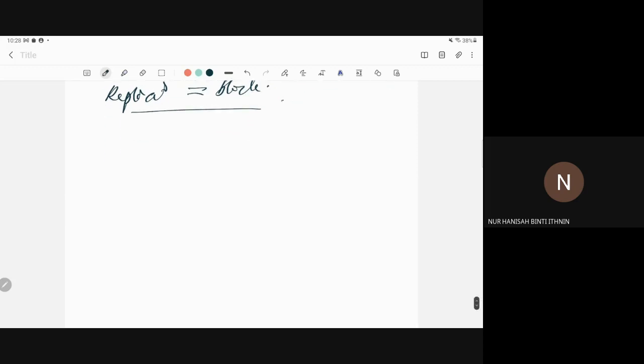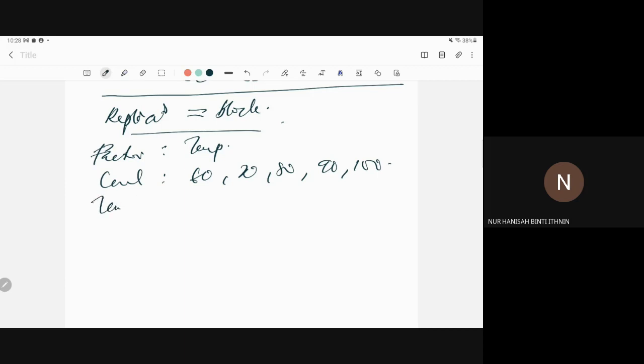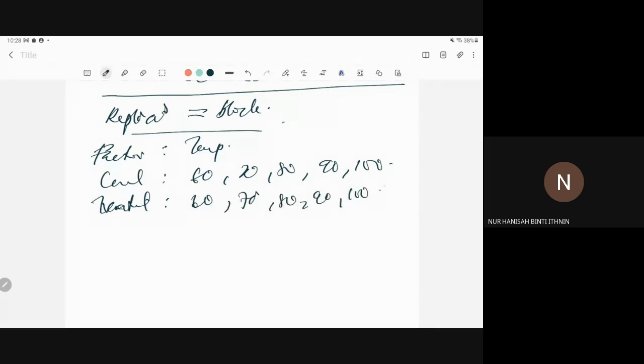For example, let's take our example just now. We have the factor, which is temperature level. We have 60, 70, 80, 90, 100. That is the level, and this is also the treatment: 60, 70, 80, 90, 100. Replication, we have 5.